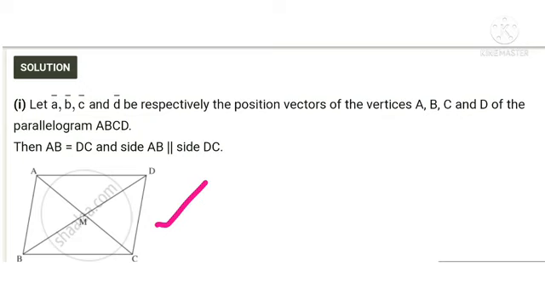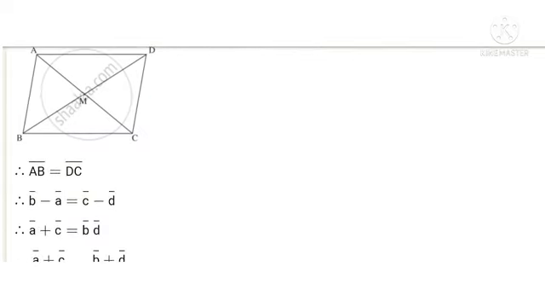Then we have to prove that its diagonals bisect each other. We suppose A bar, B bar, C bar, D bar are position vectors of points A, B, C, D. AB is equal to CD and AB is parallel to CD is given. So we write AB bar is equal to DC bar. Okay. AB bar is equal to DC bar. We write in terms of position vectors B bar minus A bar is equal to C bar minus D bar.